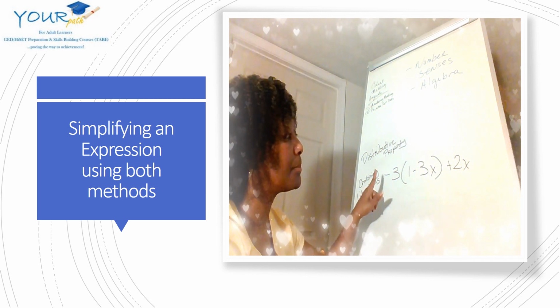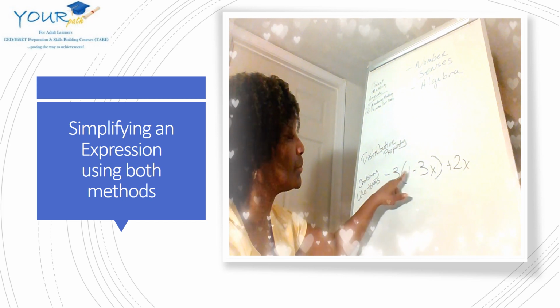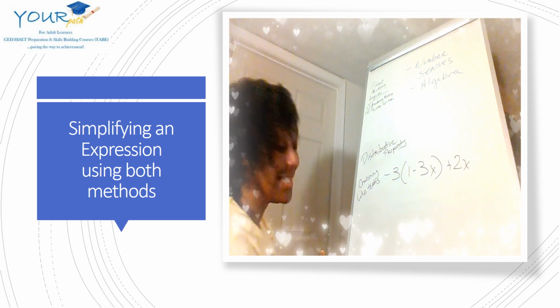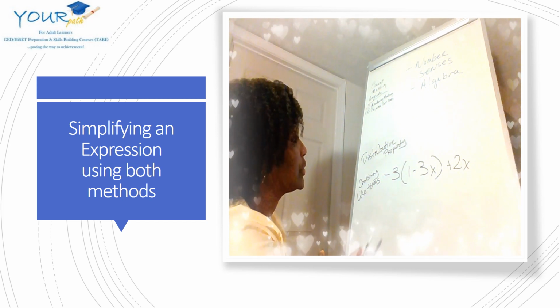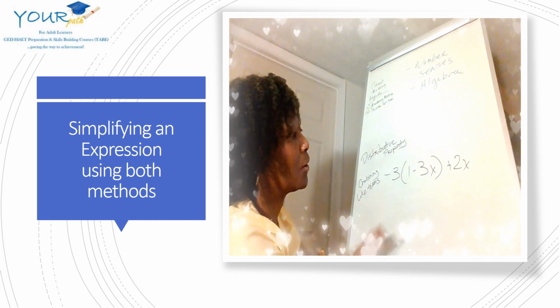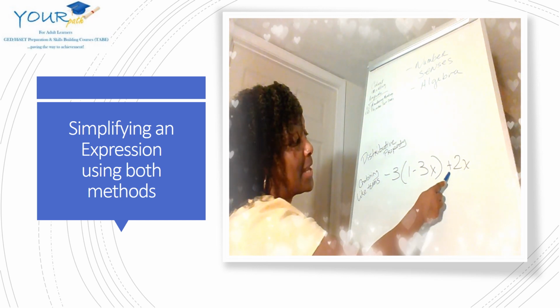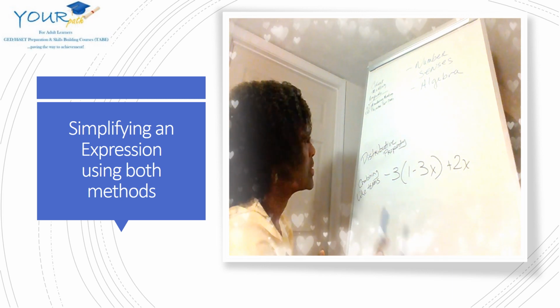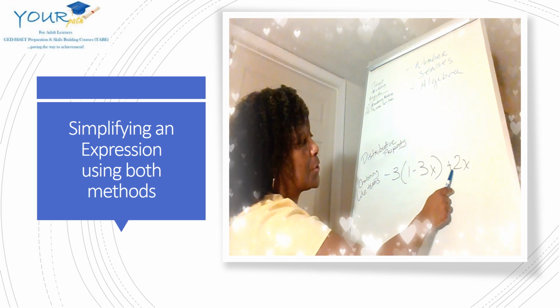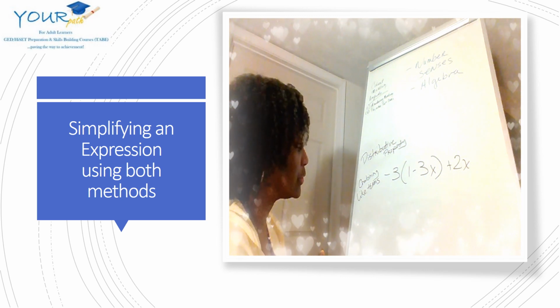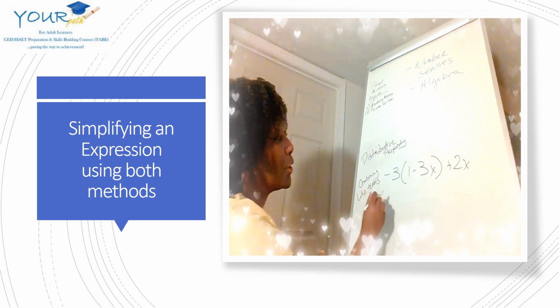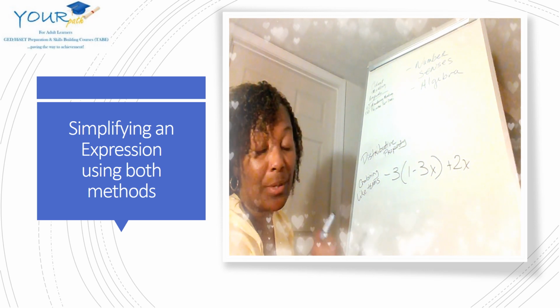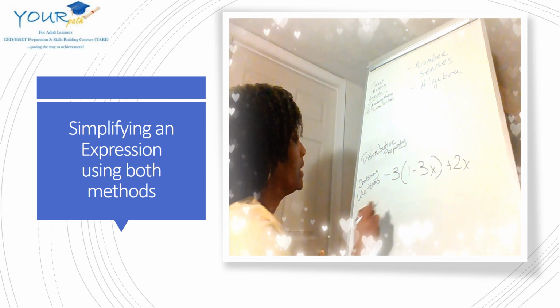However, the only term that we're going to distribute will be the 3 because it's closest to our parentheses, okay? Here, as you see, we have an operational sign. We have a plus here. So we're not going to do that with the 2. We're not going to distribute the 2. The only term we're going to distribute will be our negative 3. Okay, so let's do that.